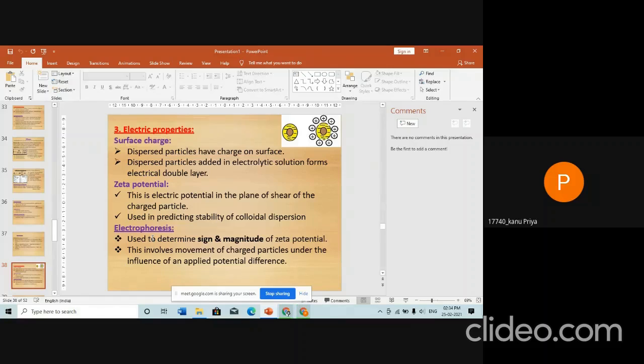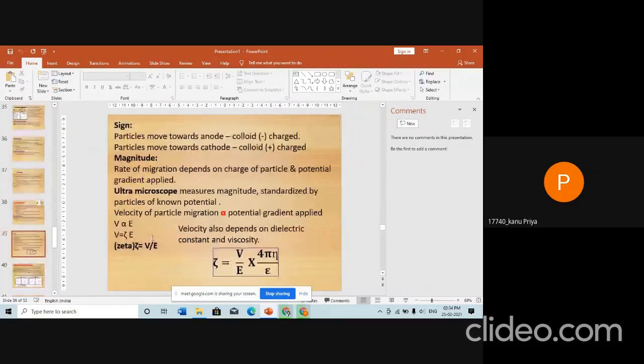So next is sign and magnitude. Particles that move towards the anode carry negative charge. Particles that move towards the cathode carry positive charge. The rate of movement is directly proportional to the charge of the particles and the potential gradient. An ultramicroscope measures magnitude, standardized by a particle of known potential. So the velocity of particle migration is directly proportional to the potential gradient applied.